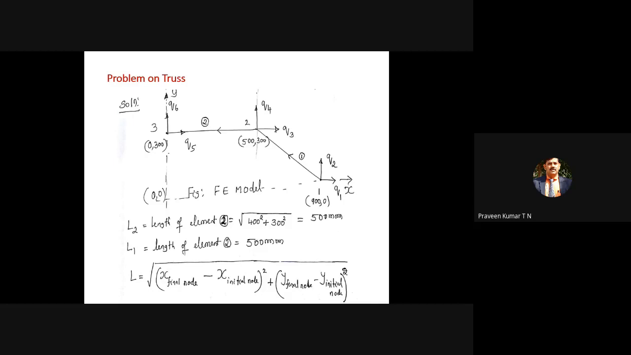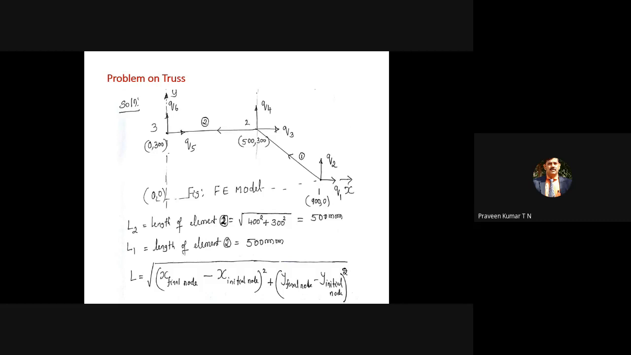The general formula is the square root of (x final node minus x initial node) the whole square plus (y final node minus y initial node) the whole square. That means once you know the two endpoints of a line, or the coordinate points of the two endpoints of the line are known, then we can find out the length of the line by using this. Normally in mathematics you refer to it as the square root of (x2 minus x1) the whole square plus (y2 minus y1) the whole square.